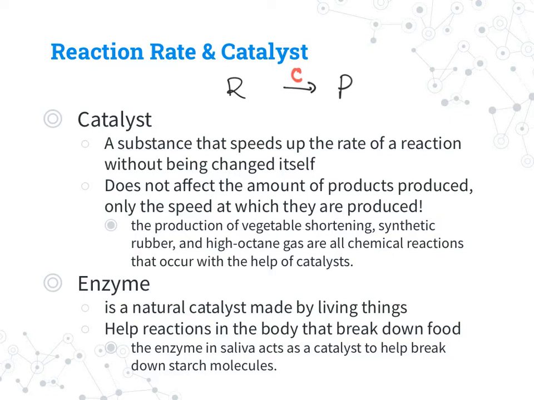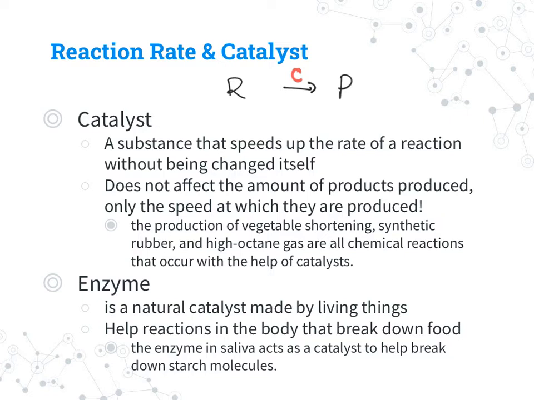So if a reaction is really slow, maybe it takes 10 minutes. My reactants will turn into our products in 10 minutes. Okay, and I'll get a specific amount of product from that. If I use a catalyst, maybe it takes my reaction 1 minute. However, I still get the same amount of products at the end of my reaction with a catalyst after 1 minute as I would have without a catalyst after 10 minutes.